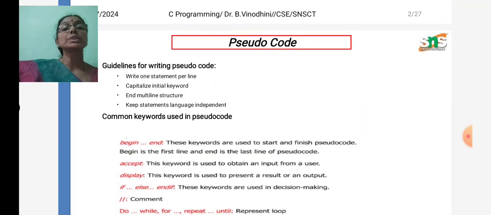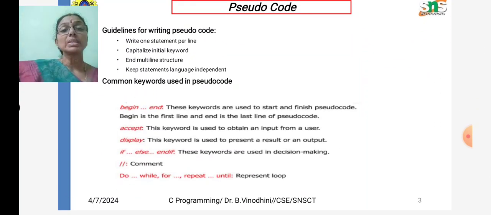The common keywords used in pseudocode: we start with BEGIN and end with END. These keywords are used to start and finish the pseudocode. BEGIN is the first line and END is the last line of the given programming logic. Next is ACCEPT, a keyword used to obtain input from a user. We also use the DISPLAY statement to present the result as output. So ACCEPT and DISPLAY are used for input and output. BEGIN and END are used for the start and end of the process.